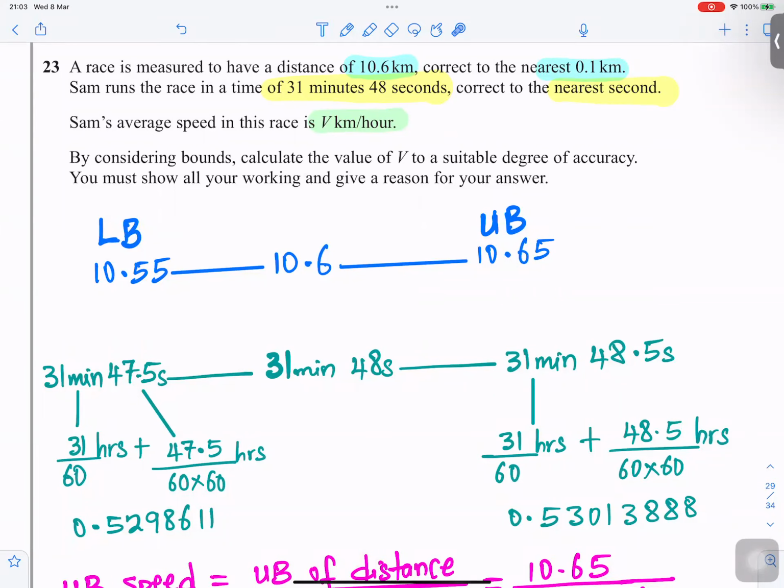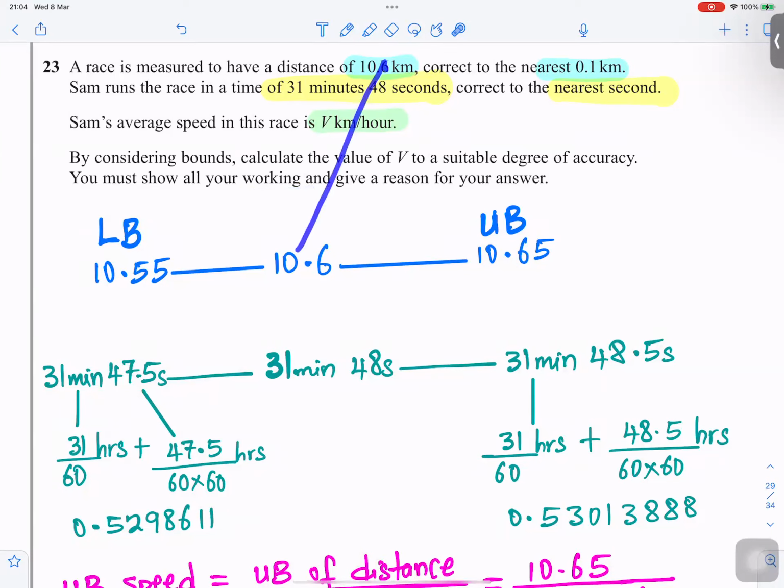Question number 23. A race is measured to have a distance of 10.6 kilometers, correct to the nearest 0.1 kilometers. Sam runs the race in a time of 31 minutes 48 seconds, correct to the nearest second. Sam's average speed in this race is v kilometers per hour. By considering bounds, calculate the value of v to a suitable degree of accuracy. You must show all your working and give a reason for your answer.